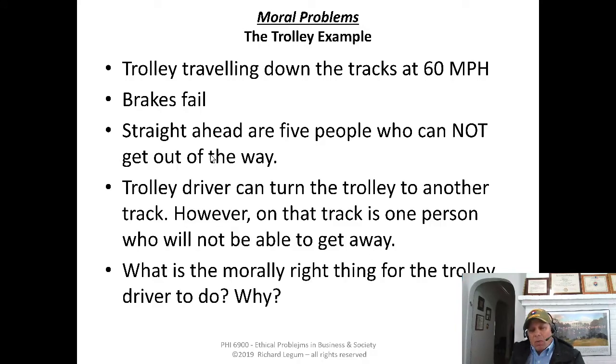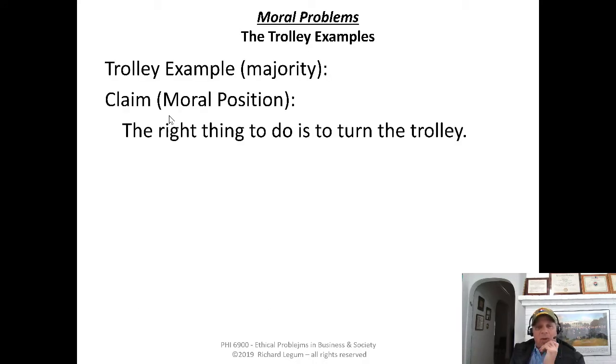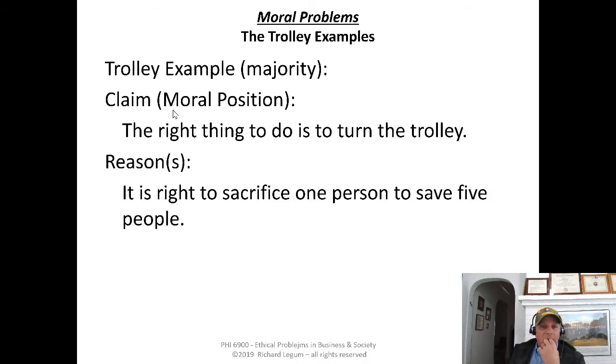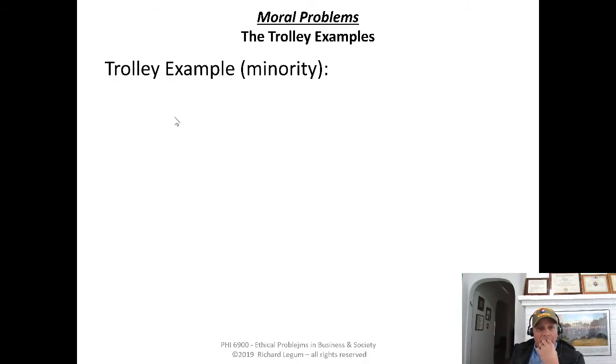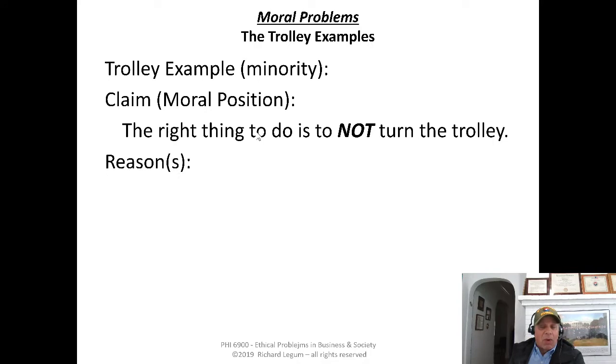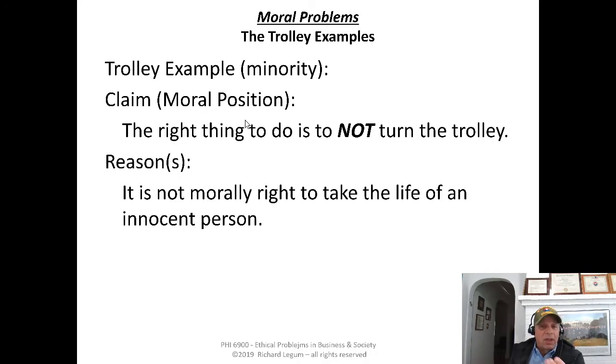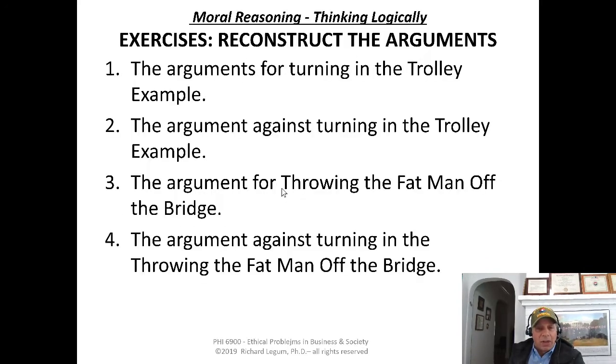And we didn't come to a final agreement, because the first thing I suggested as a way to find out is we'll see what the two sides have to say about it, and we will reconstruct their arguments and then decide if the arguments are good. So here's what we did with regard to that. We had one group that was a majority opinion, said the right thing to do was to turn the trolley. It's right to sacrifice one person to save 5 people. And there was a minority opinion that it's not the right thing to do to turn the trolley, the reason being it's not right to take the life of an innocent person.